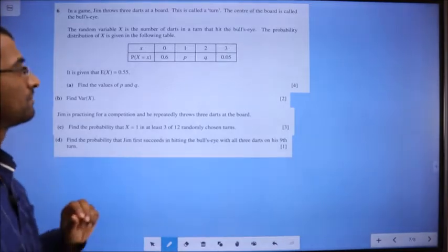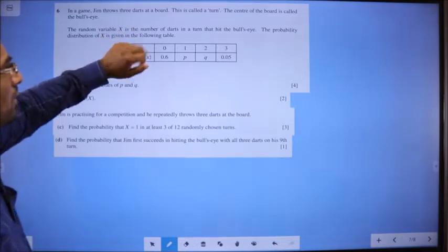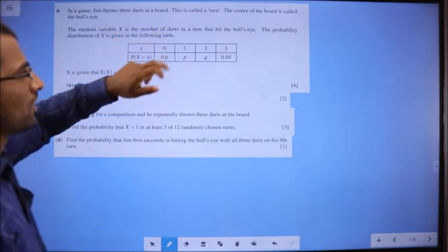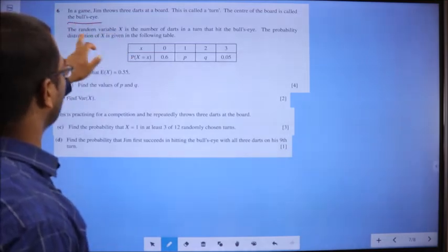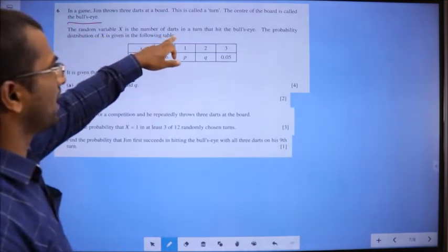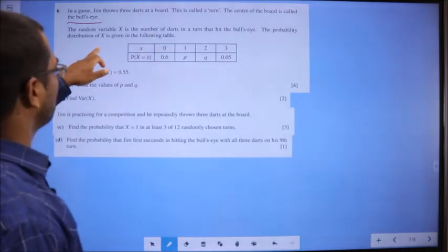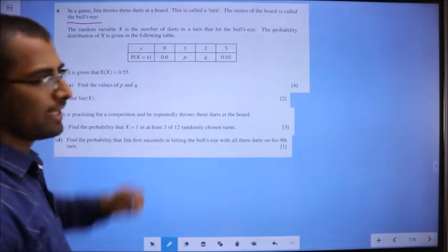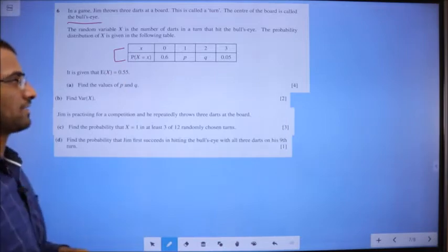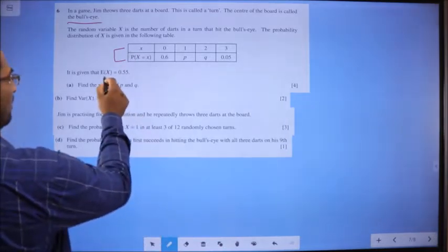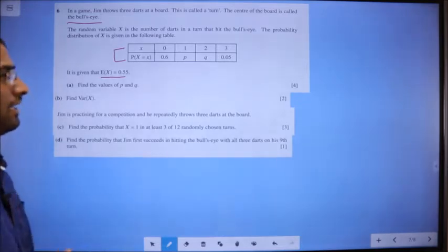Question 6. In a game, Jim throws 3 darts at a board. This is called a turn. The center of the board is called the bull's eye. The random variable X is the number of darts in a turn that hit the bull's eye. The probability distribution of X is given in the following table. It is given that E of X equals 0.55. Find the values of P and Q.